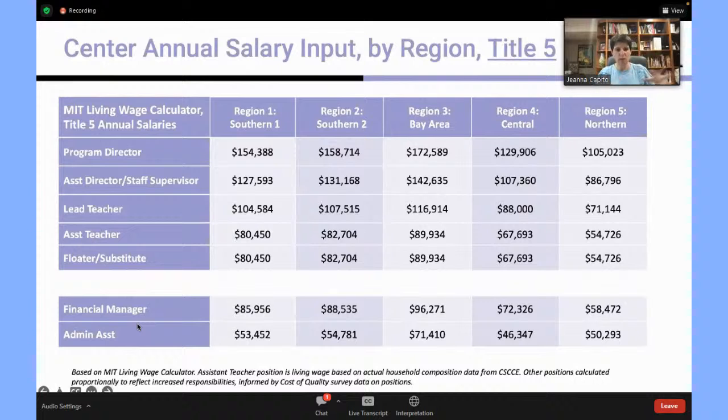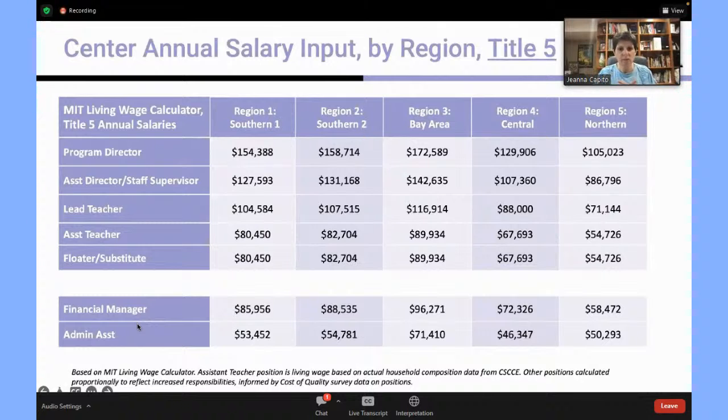Because we were able to split data on whether programs were funded by Title 22 or Title V, we were able to look at what the typical difference in salary was between a program that's only Title 22 and a program that's Title V funded. And that bore out to be a 23% difference or increase in salaries. So these Title V salaries are 23% higher than the comparable positions in the salary selection for Title 22 only programs.